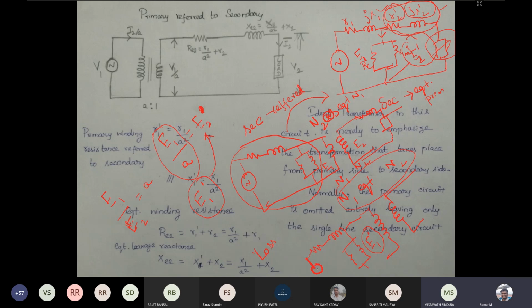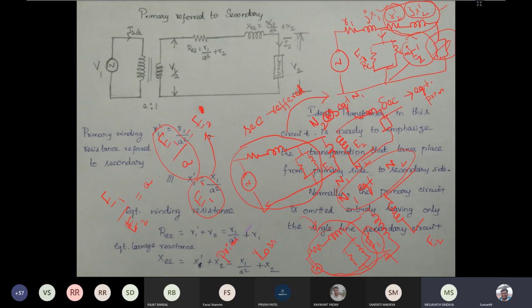Okay, the procedure is the same, but earlier we made E2 as E2 dash in order to make the secondary EMF equivalent to the primary EMF. But here we made the primary EMF equivalent to the secondary EMF. Then once you do that, all these parameters should be transferred according to the secondary. So when you are transferring this according to the secondary, we can call this primary referred to the secondary. Primary terminals are referred to the secondary terminals.